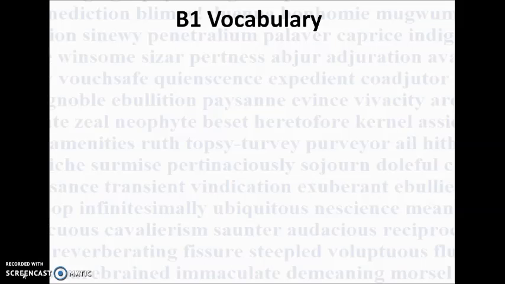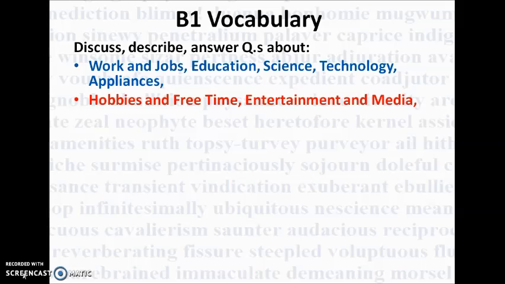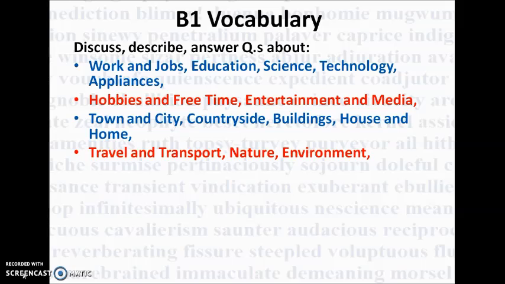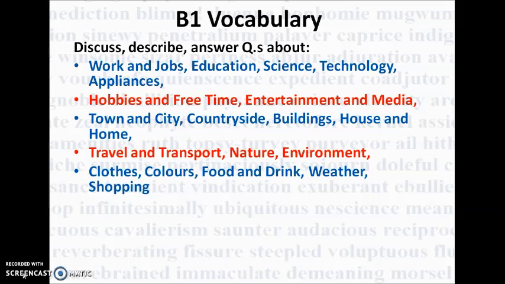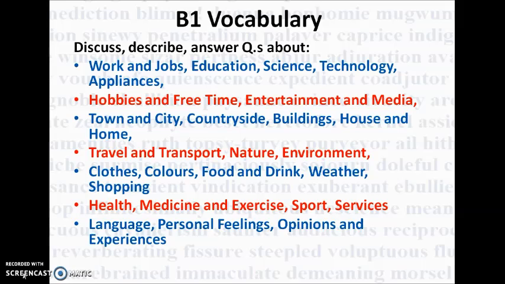On B1 level, which is the intended level of our lessons, you should be able to discuss, describe, or answer questions about such topics as works, jobs, education, science, technology, appliances, hobbies, free time, entertainment, media, town and city, countryside, buildings, house, home, travel and transport, nature, environment, clothes, colors, food and drink, weather, shopping, health, medicine, exercise, sport, services, language, personal feelings, opinions, or experiences.